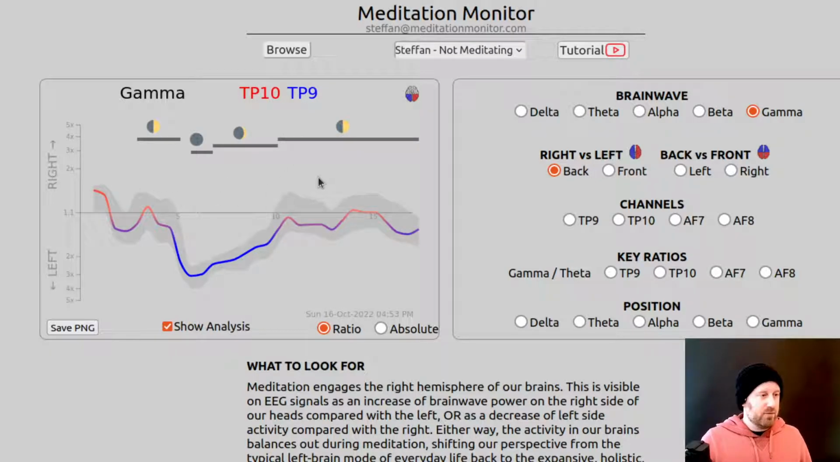And then, yeah, even with just everyday activity, a balanced approach between the hemispheres is common, which is what you would expect. We have two hemispheres for a reason. So if you're engaged in everyday activities, I think a balanced approach makes sense.